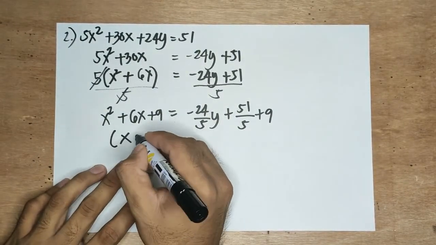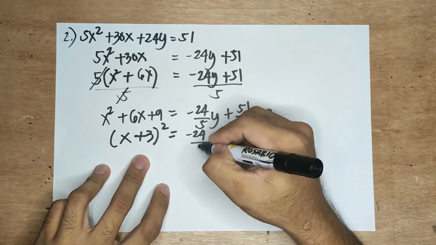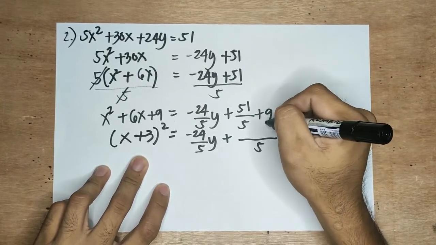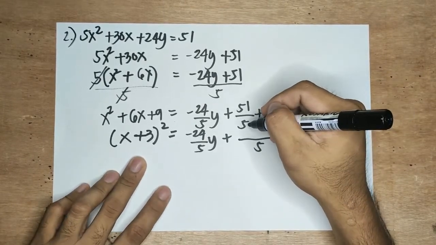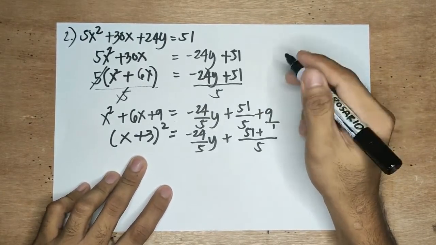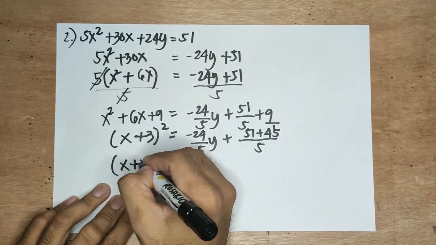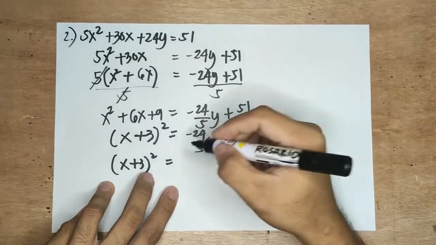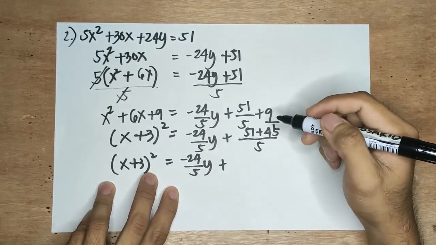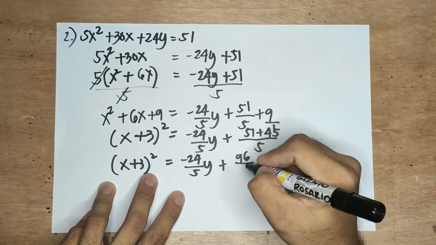We have x plus 3 squared is equal to negative 24 all over 5y plus the LCD here is 5. Understood na may 1 sa 9. 5 divided by 5 is 1. 1 times 51 is 51. Plus 5 divided by 1 is 5 times 9 is 45. So simplifying further, we bring down x plus 3 squared, and then this will be negative 24 all over 5y plus 51 plus 45, that is 96 all over 5.